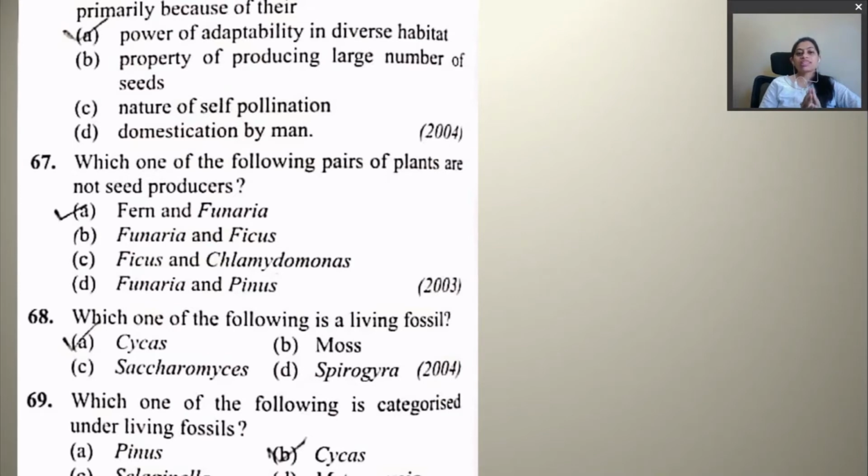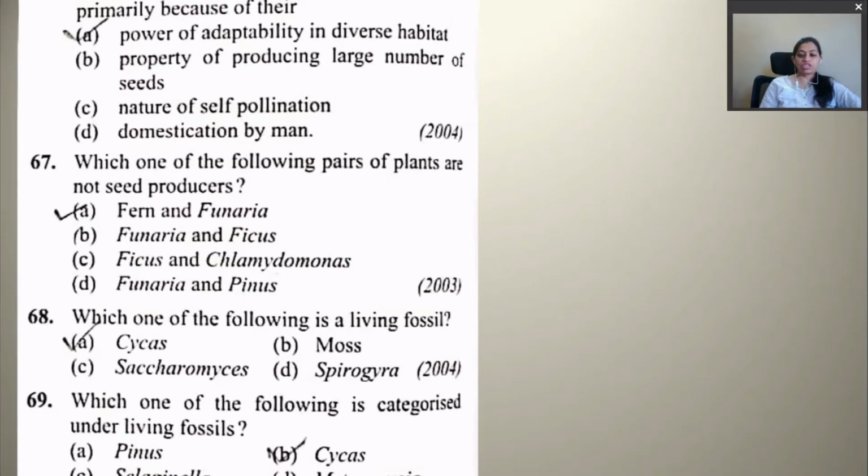Which one of the following is a living fossil? So Cycas is a living fossil, because earlier gymnosperms held a very large number of members, but today a lesser number of these gymnosperms are living. So Cycas is a gymnosperm, and it is also called a living fossil, not moss, Saccharomyces or Spirogyra.